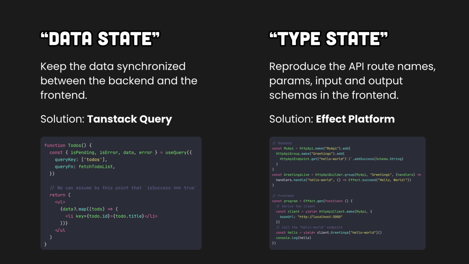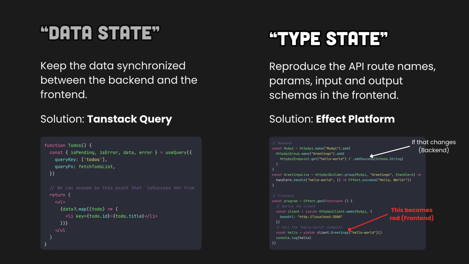Effect makes that super easy with the Effect platform package that lets you create APIs and derive fully typed clients that you can import in the frontend. Then if you change something on the API, automatically all places that need to be modified in the frontend will be red underlined in your IDE thanks to the TypeScript type system.